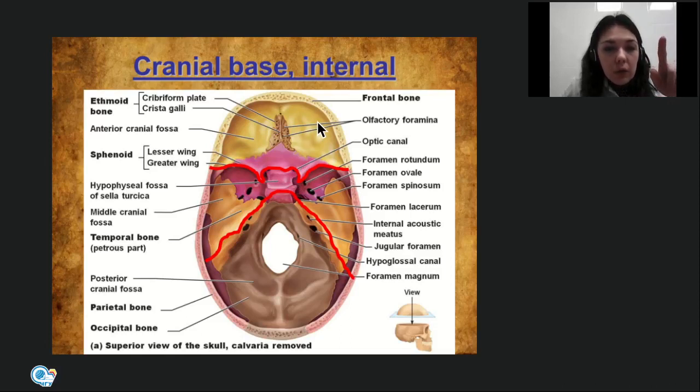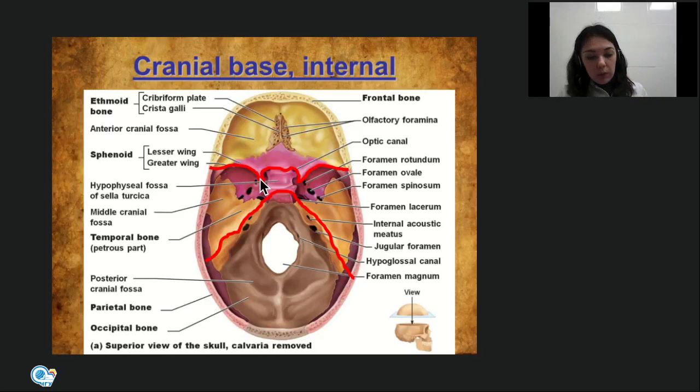Then, here we cannot see it, but between the lesser wings and the greater wings of the sphenoid bone, the superior orbital fissure is located. Through the superior orbital fissure, the third, fourth, and sixth pairs of cranial nerves pass. They are responsible for movement of the eyeball. They are the oculomotor, trochlear, and abducens nerves, as well as the first branch of the trigeminal nerve, the ophthalmic nerve.